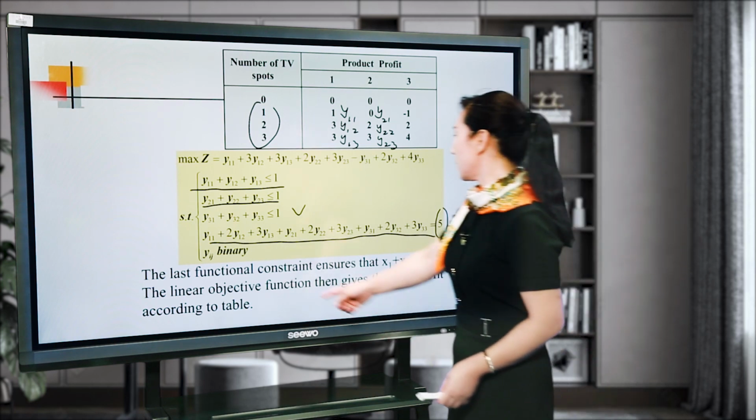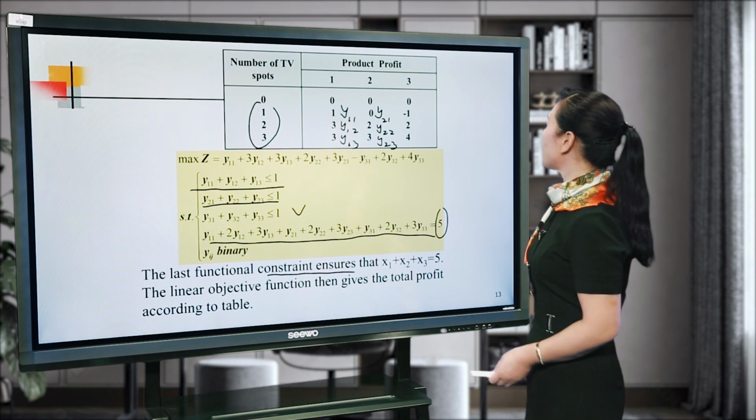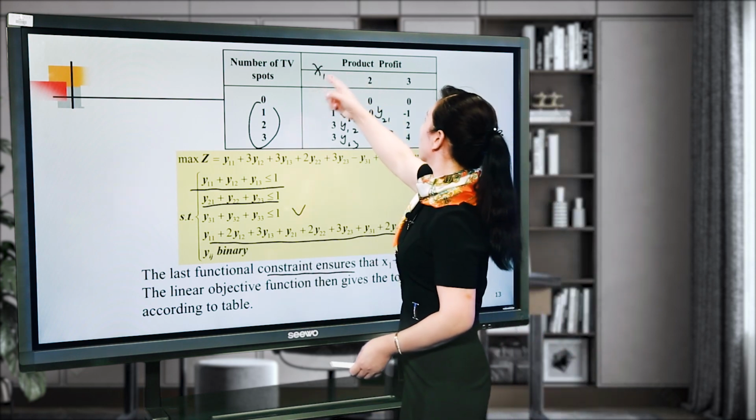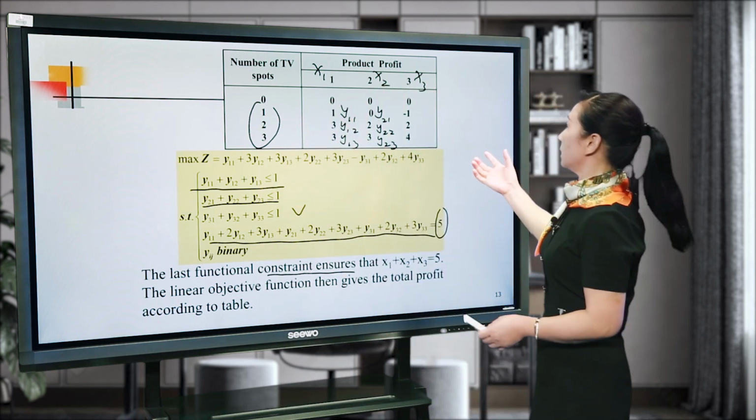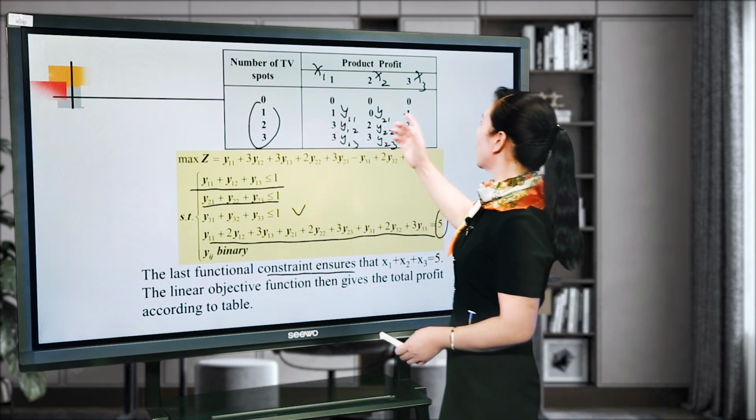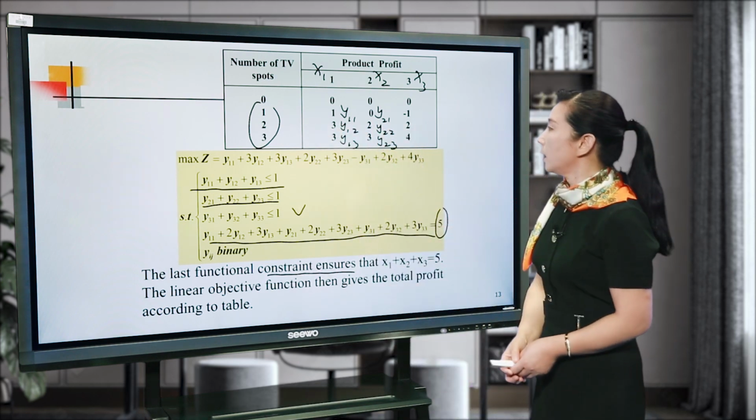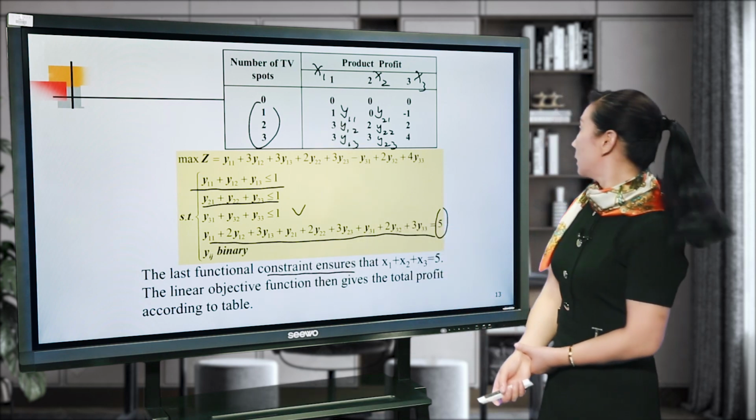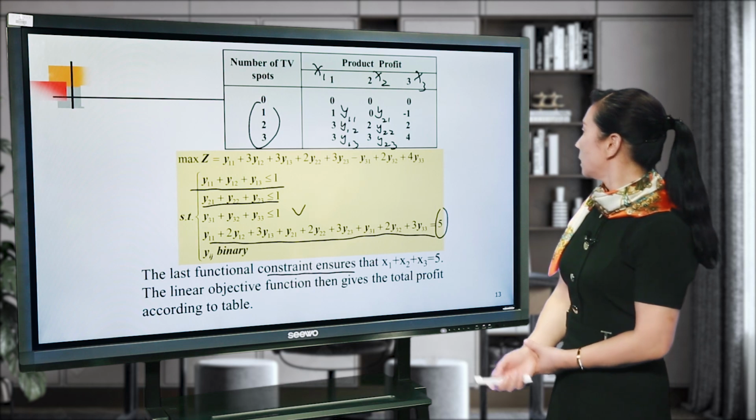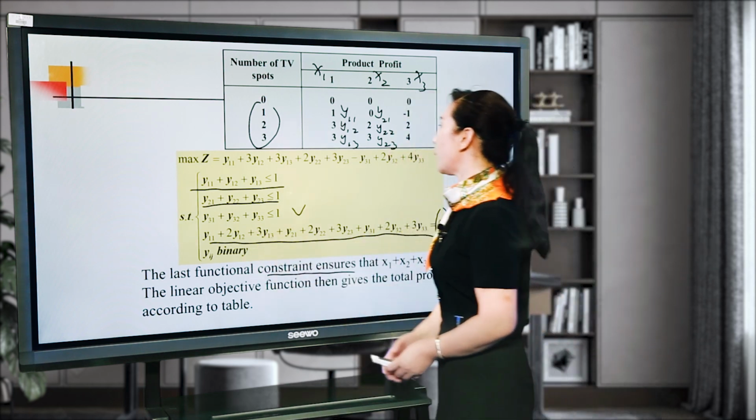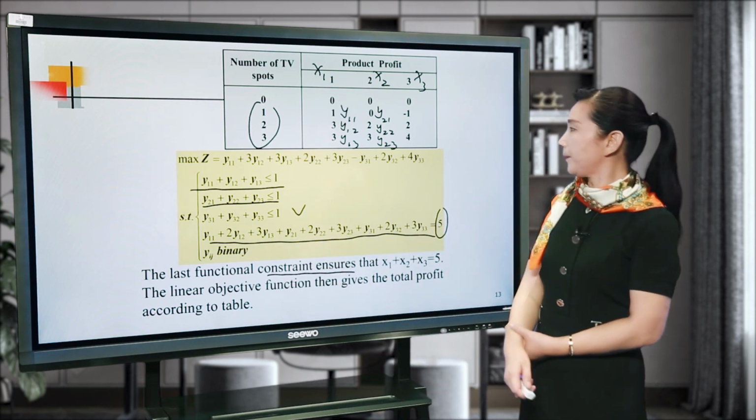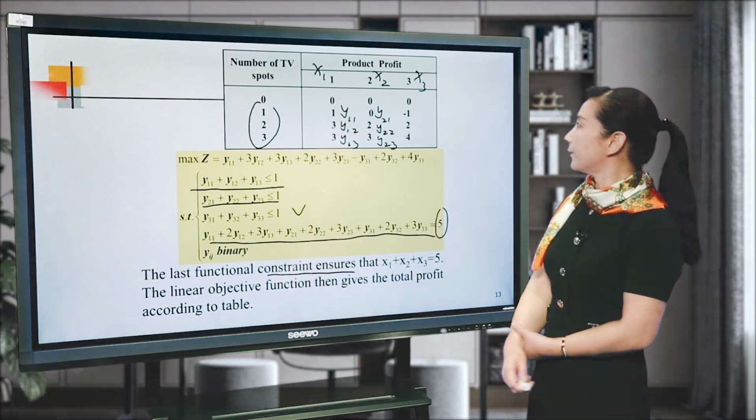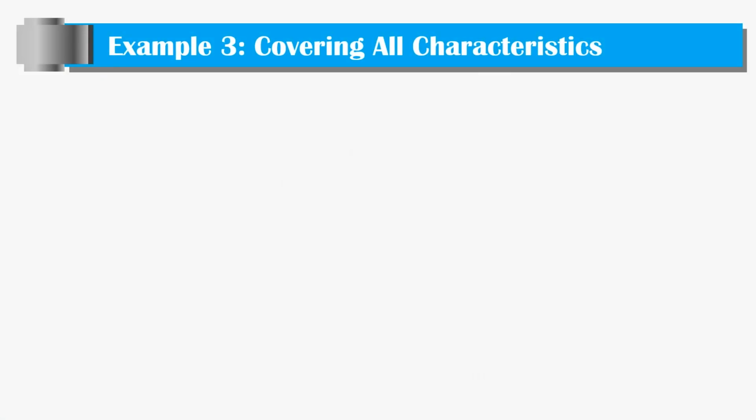So the last functional constraint ensures that x1, x2, x3, if we set x as the purchased TV spots in product 1, product 2, and product 3. So this is the model of these programs, and we noticed all decision variables are binary variables. So this model is a BIP model. That's these examples. Now we see another example, example 3, covering all characteristics.